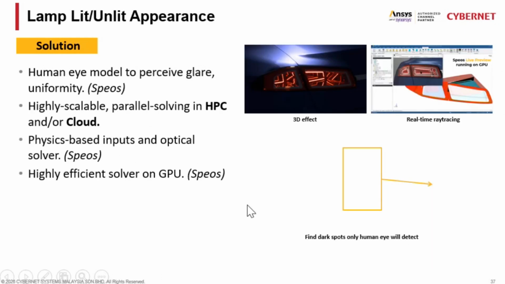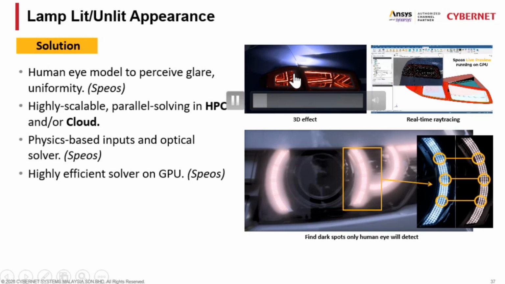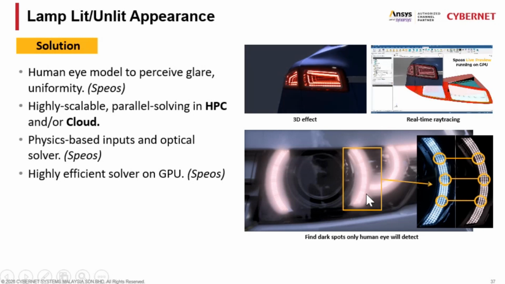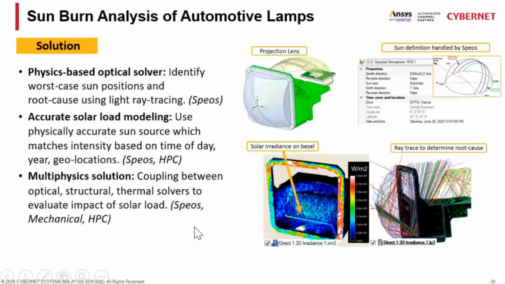And next, we also mentioned earlier, this is the lighting. We are doing the lit and unlit, and also the light guide to check the uniformity and find the dark spot using the human eye. And next will be the sunburn analysis on the headlamp. Okay, you can see the projector lens. We can do the sunlight irradiance using the environment, the ambient sensor.